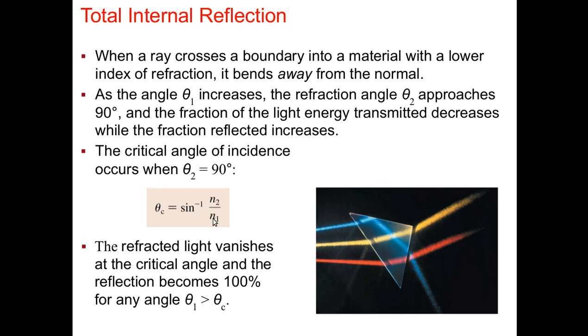Again, it's a consequence of Snell's law. This is what we get when we set the refracted angle to 90 degrees. Sine of 90 is 1. If you solve for the incident angle, you get this expression. Okay, so that's my expression for the critical angle. This is the angle that we need to project the light in order for total internal reflection to occur. So that means no refraction whatsoever. All the light gets reflected back into the medium.